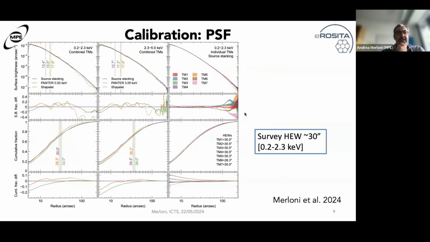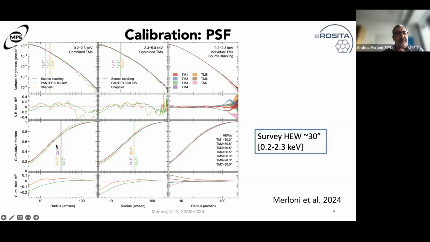And this is just to show that our PSF model is a good representation of our PSF. This is the PSF that we obtain on sky by stacking stars and quasar point sources. So we can model quite accurately the wing of the PSF up to several arc minutes away from a source by combining several sources together.